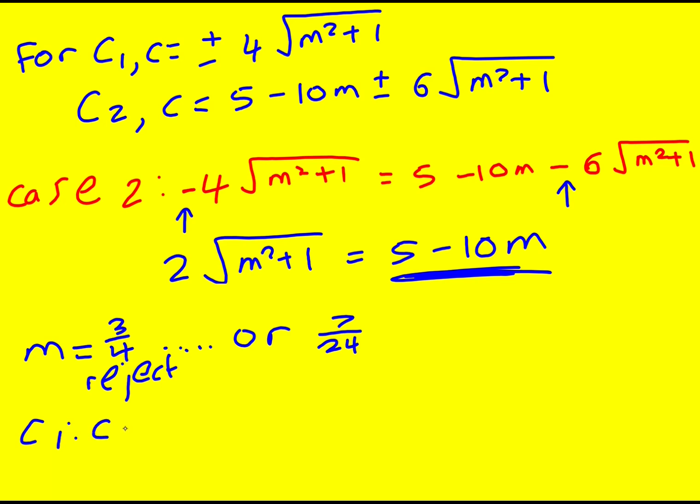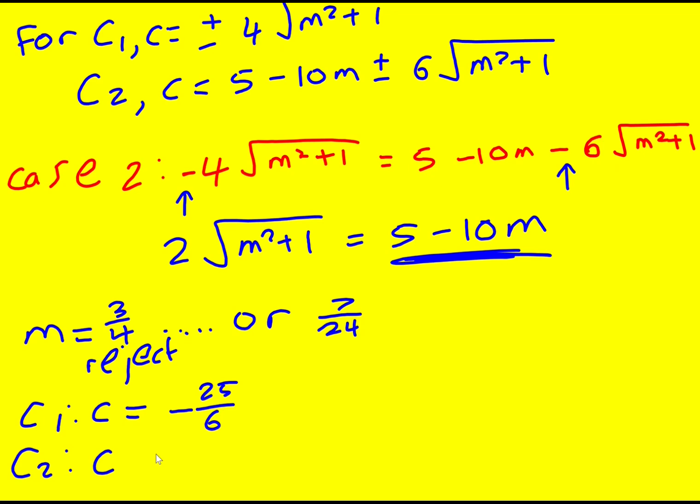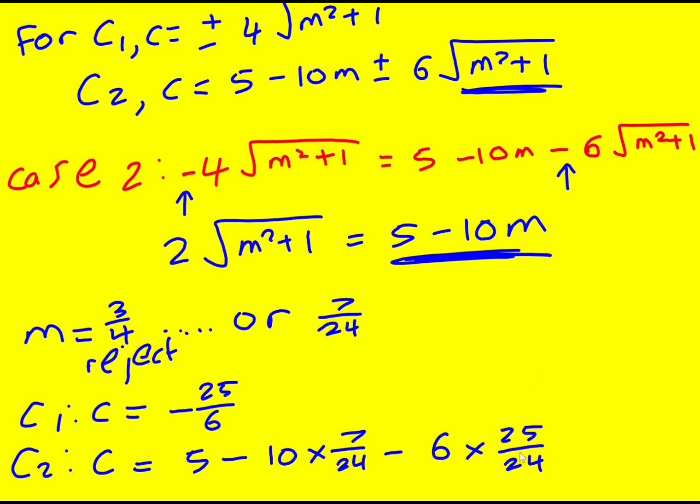So for C1, we're going to get that C is minus 4, and it was 5 over 4. So minus, oh, sorry, that was for 3/4. I'm getting this mixed up. Minus 25 over 6, because it was 25 over 6 the first time. Okay, then for C2 last time, we didn't get the same thing. Let's see what happens this time. So C is going to be 5 minus 10 times 7 over 24 minus 6 times, and when we put it into here, we got 25 over 24.